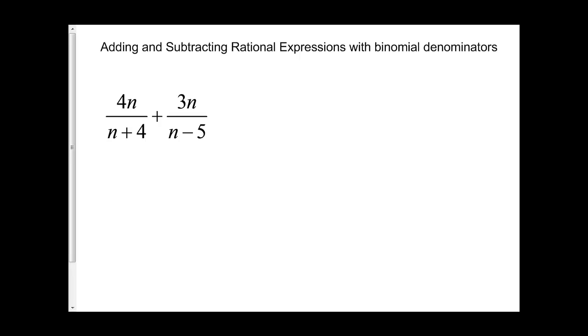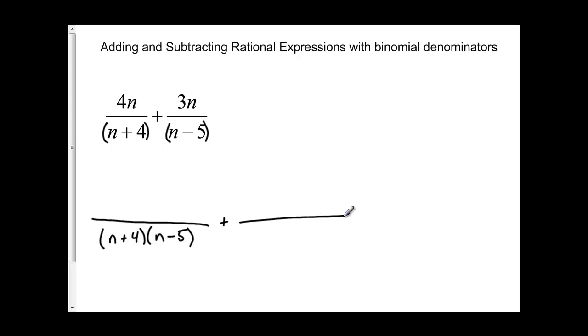When adding and subtracting rational expressions with binomial denominators, you need to find a denominator that includes all of the factors in the denominators. If I put brackets around these, it makes it easier to determine what the factors of the denominator are. So one of my factors is n plus 4, the other factor is n minus 5. That means the denominator is going to have both factors, so it's going to be n plus 4 and n minus 5. So both fractions are going to have both of those factors in their denominator.